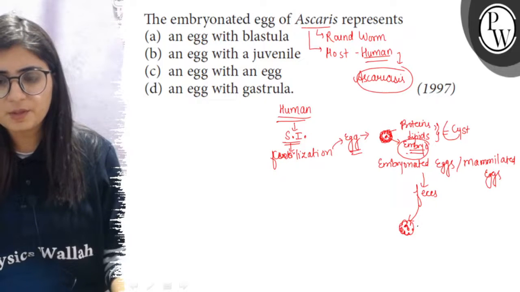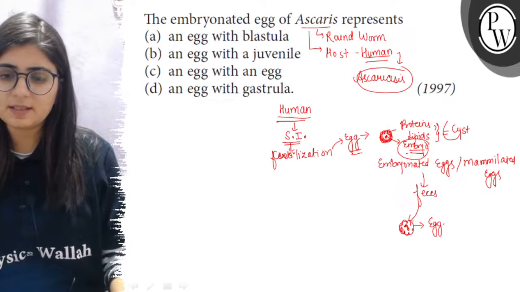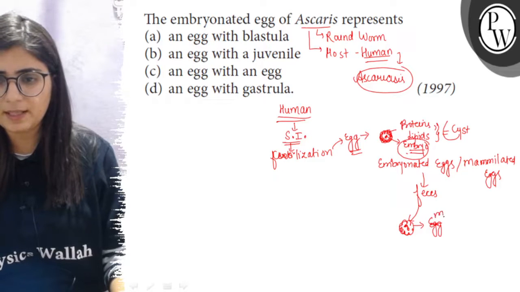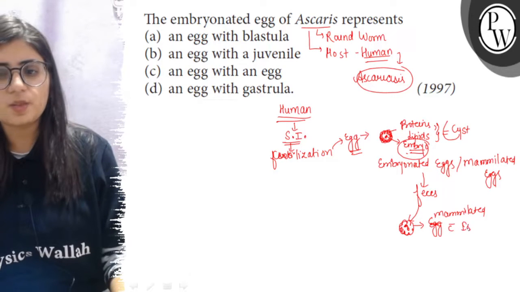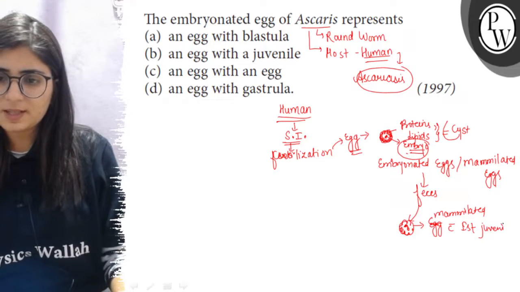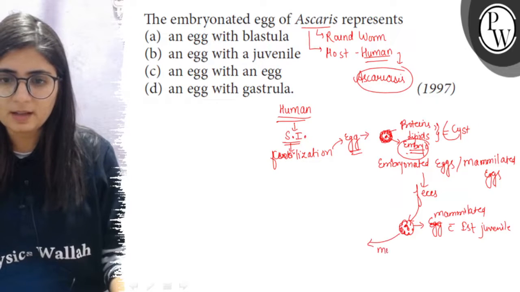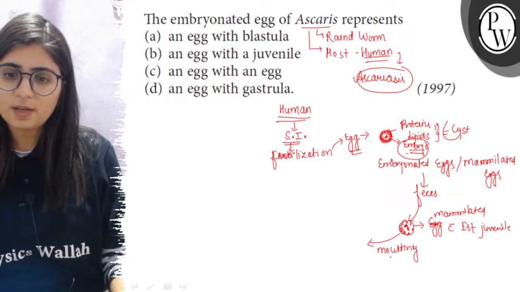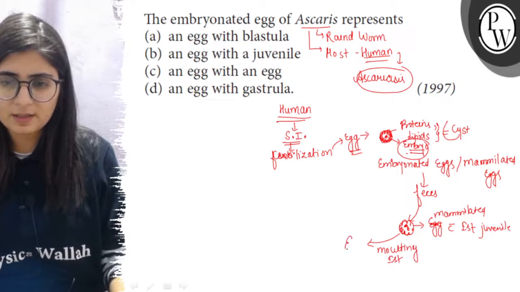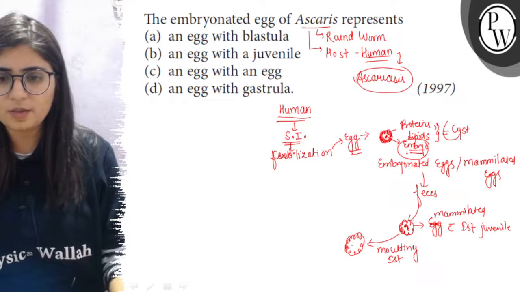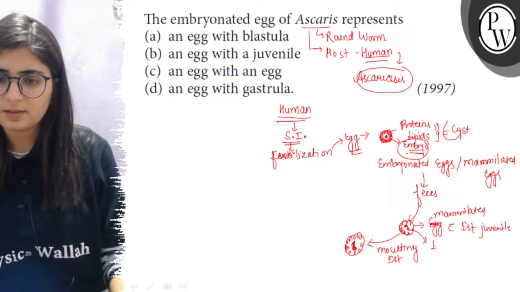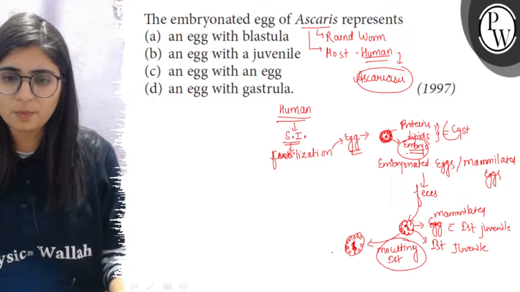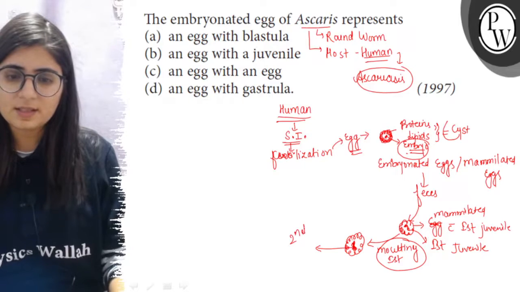the embryo forms the first juvenile. So we can see that this is the egg, or sorry, the mammaliated egg or the embryonated egg with first juvenile. Now these remain in the soil where the molting occurs. Now this molting, first molting will occur, and this will lead to the cyst along with this first juvenile. This is the first juvenile or the first young stage. Now this first juvenile, after molting, it gets converted into the second juvenile.